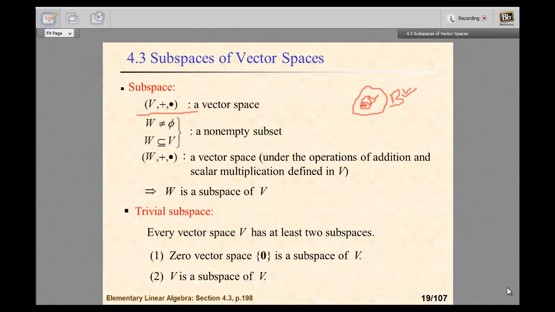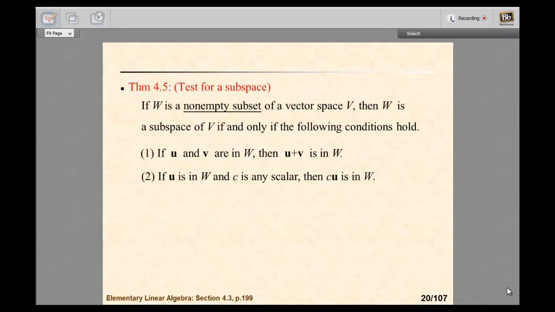So we define it like this: V plus dot is a vector space. Then for the subspace, it has to be shown that W is not empty. It must have some element, and W is contained in V. So we define a subspace: W plus dot is a vector space under the operations of addition and scalar multiplication defined in V. Whenever we have to show a subspace, we will show these two properties. If these two properties hold, then we say that it is a subspace. If these two properties do not hold, then we say it is not a subspace.